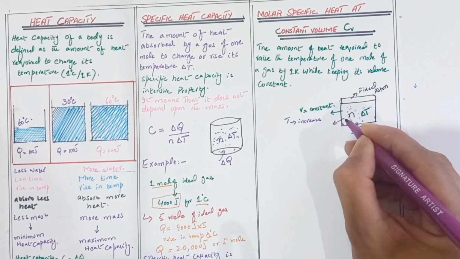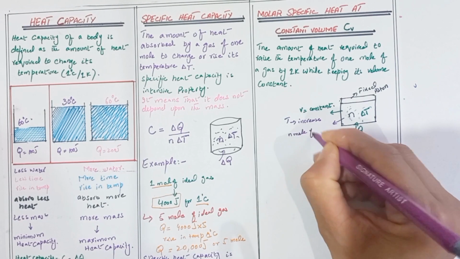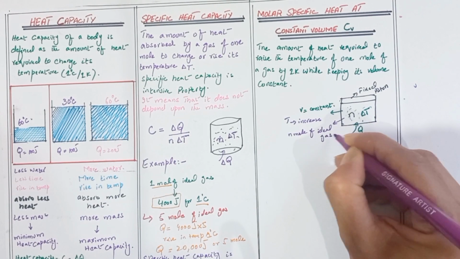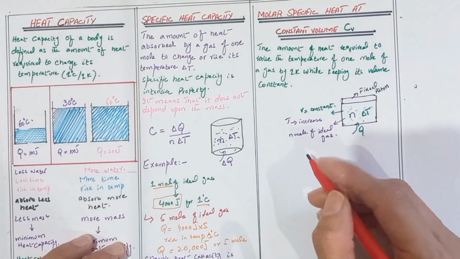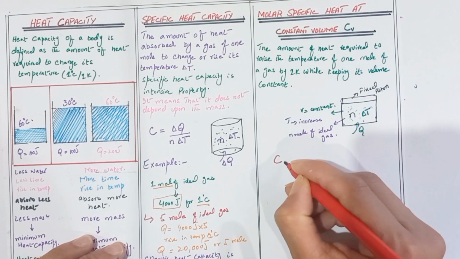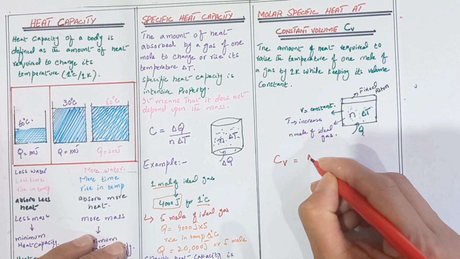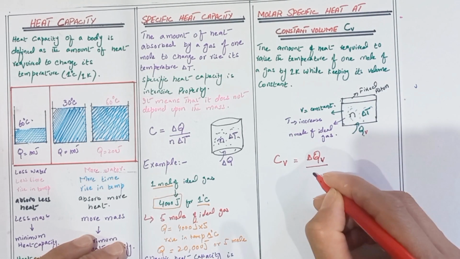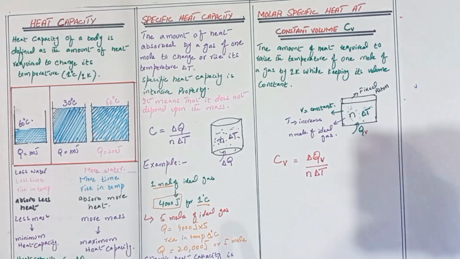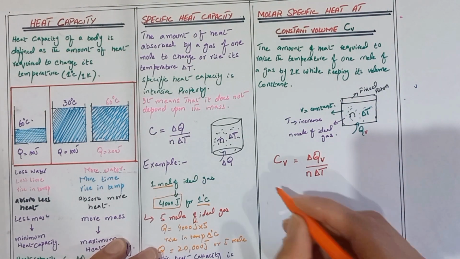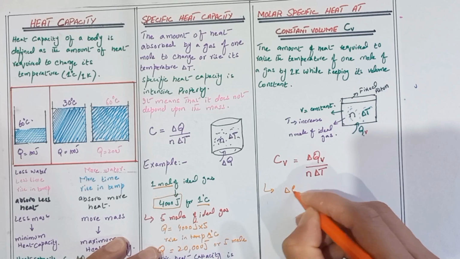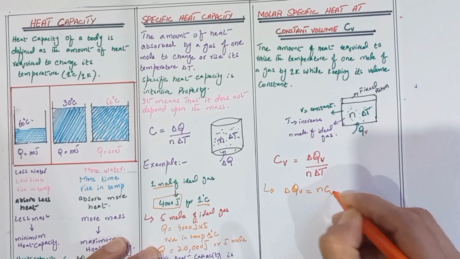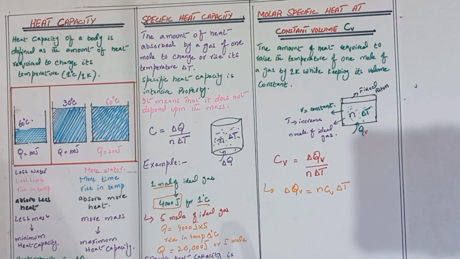Here we take n moles of ideal gas. So we can write the formula of the molar specific heat at constant volume that is represented by CV. We give an amount of heat while keeping the volume constant to increase the temperature of n moles of ideal gas by delta T. So it can also be written as delta QV is equal to n CV delta T.